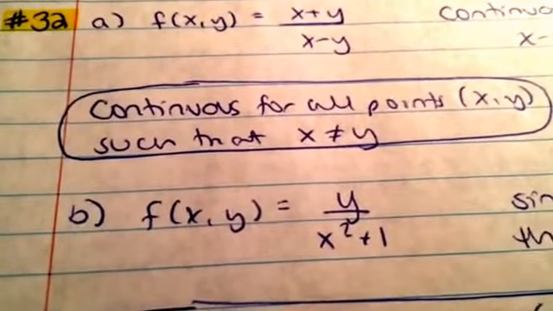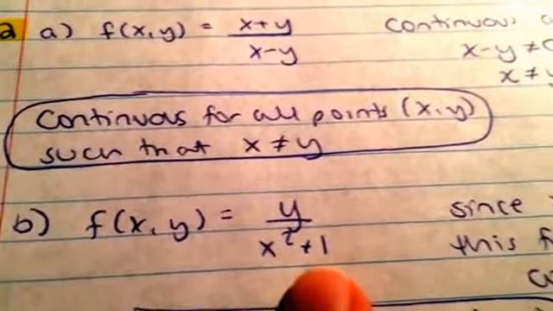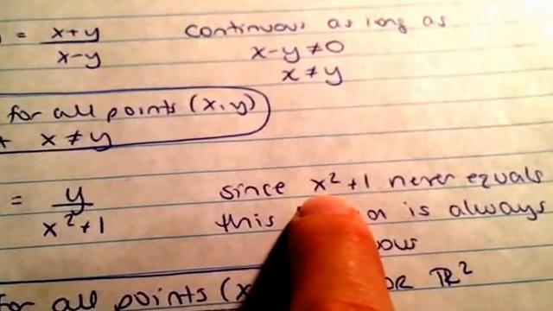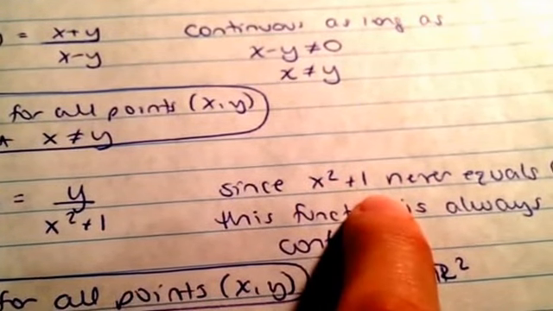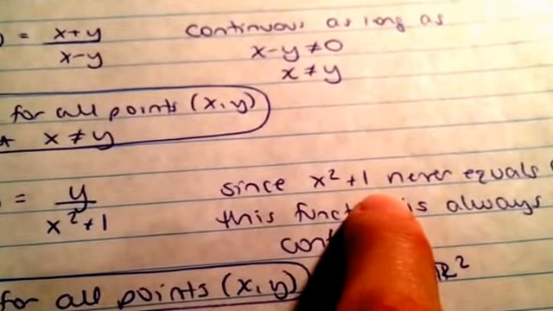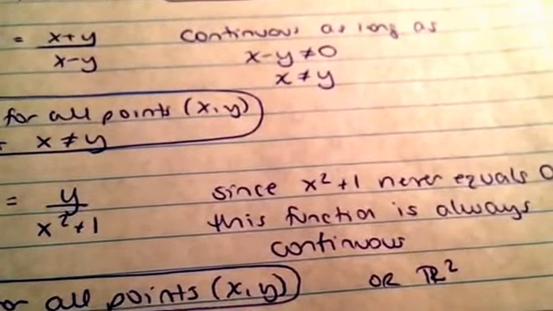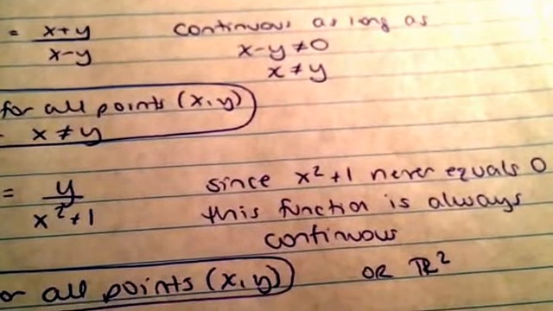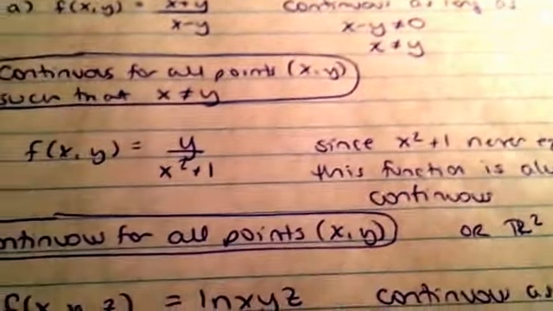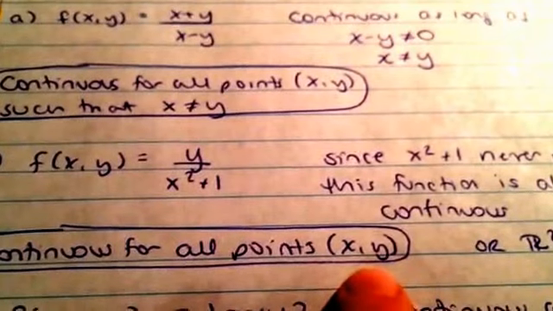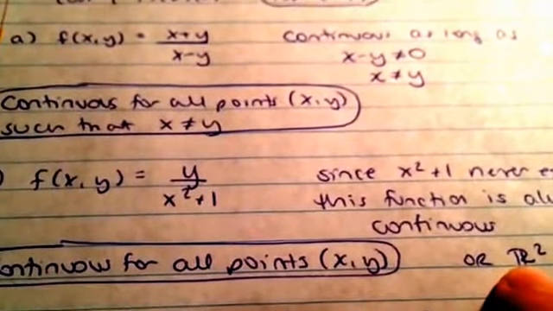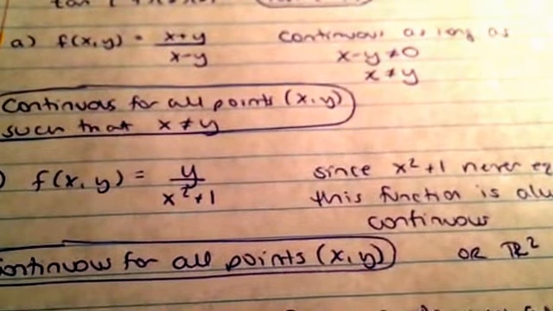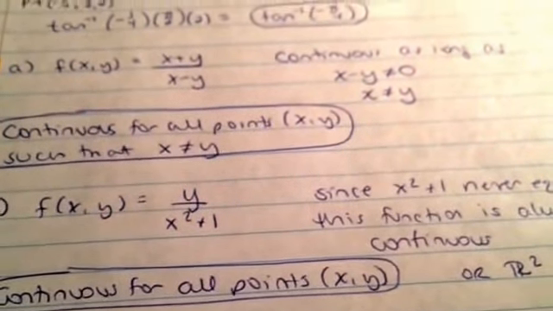Part B, same problem. I don't want a 0 in the denominator. However, because x squared is always 0 or positive, when I add 1 to it, it's always 1 or bigger. So it's never going to equal 0, which means the denominator will never have a 0 in it, which means it's always continuous. So again, do not say all real numbers. It would either be continuous for all ordered pairs or R2, okay, but not for all real numbers. That's 1-dimensional, and this needs to be 2-dimensional. All right, so let's look at the next group.